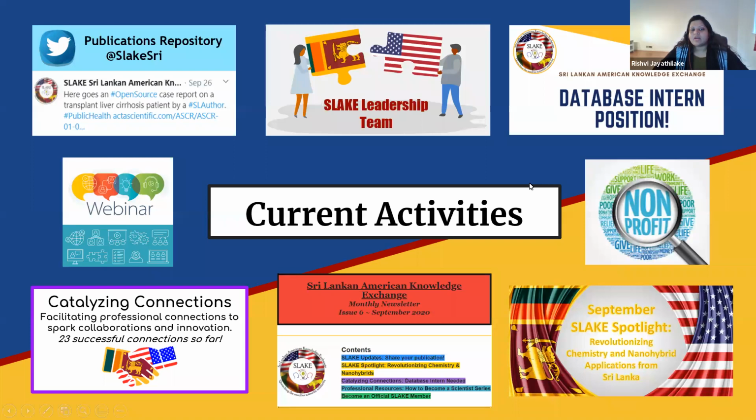Currently, we are also working on developing a database where our researchers can connect with each other once it's fully functional. And the nice thing about this is we are giving an opportunity to a student in Sri Lanka to develop the database in collaboration with a professor at University of Maryland in the US. So if anyone is interested and has expertise in database building, please do reach out to us. We are still in the process of interviewing students.